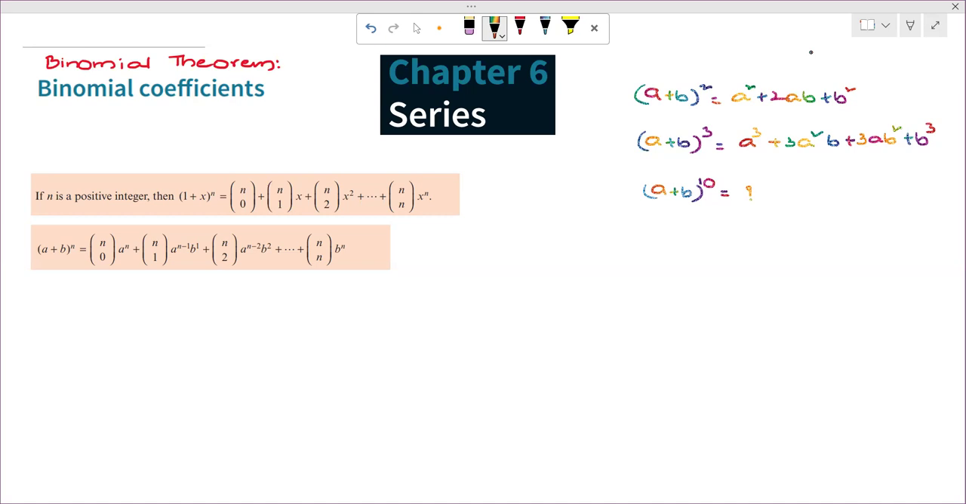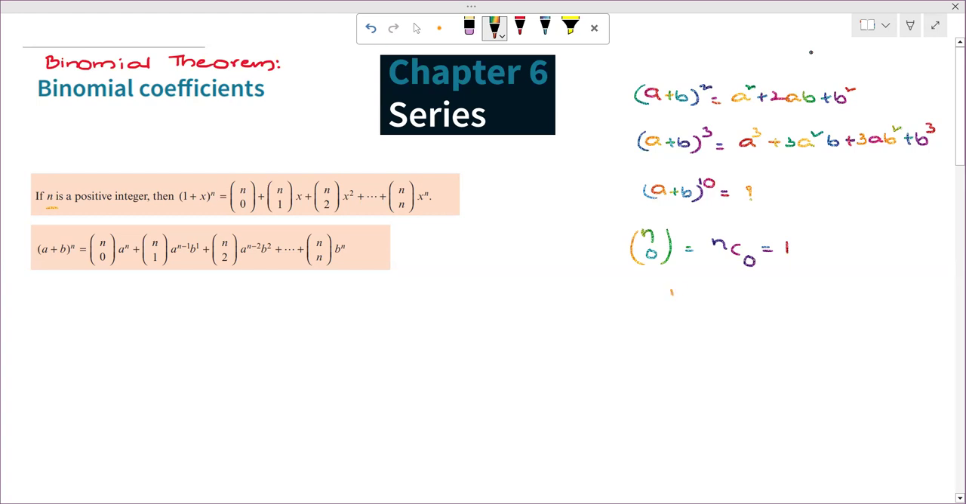So what is the formula if n is a positive integer? It is only applicable for n a positive integer: (1 + x)^n. Here nC0 is nothing but nC0, and what is nC0? It will be 1.